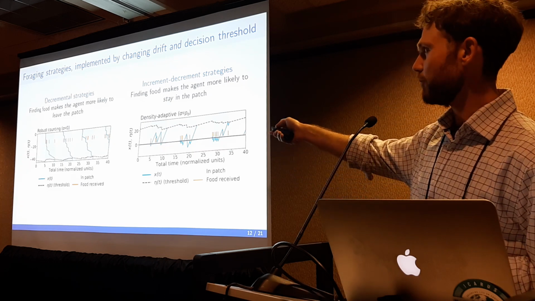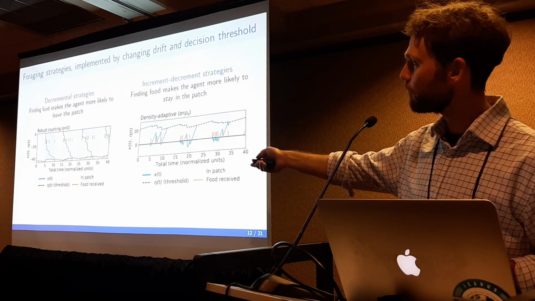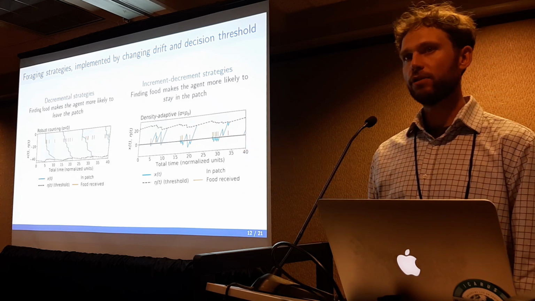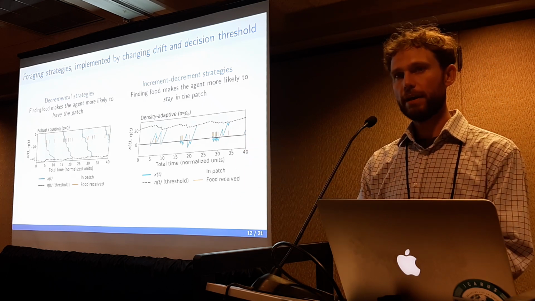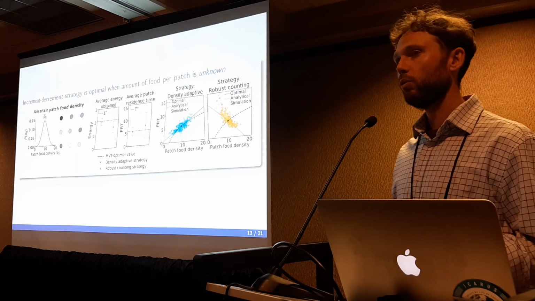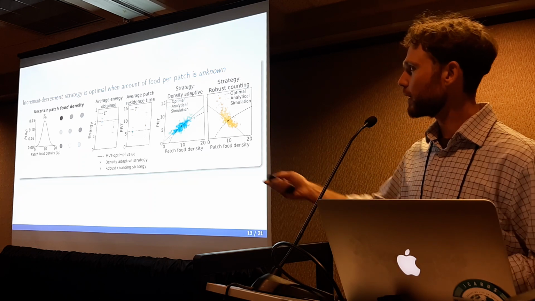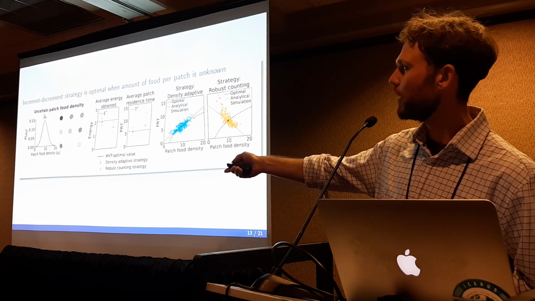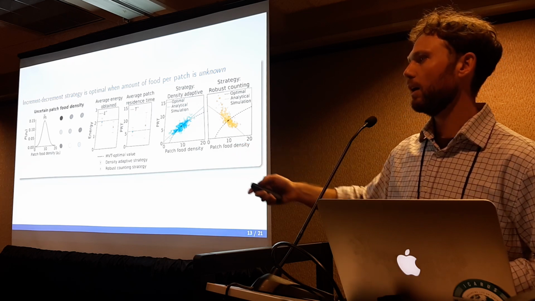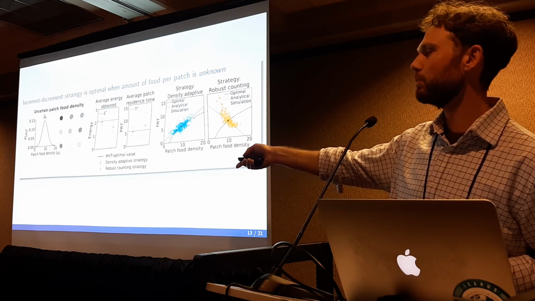Because in an increment-decrement strategy, finding food makes you more likely to stay in the patch, because here it's pushing you away from the decision boundary. And in a decremental strategy, food makes you more likely to leave the patch, because it's pushing you towards the decision boundary. And so an increment-decrement strategy is optimal when the amount of food in the patch is unknown. And we showed this theoretically by considering a distribution of patch food densities, where the agent only knows the average initial patch food density in the environment, but there's some distribution.